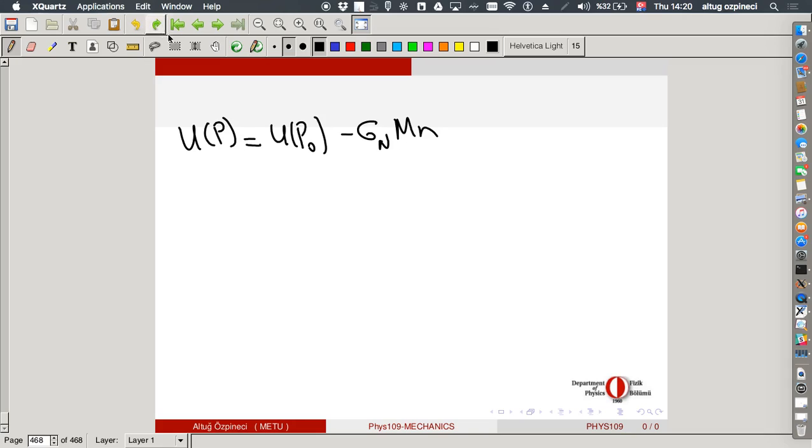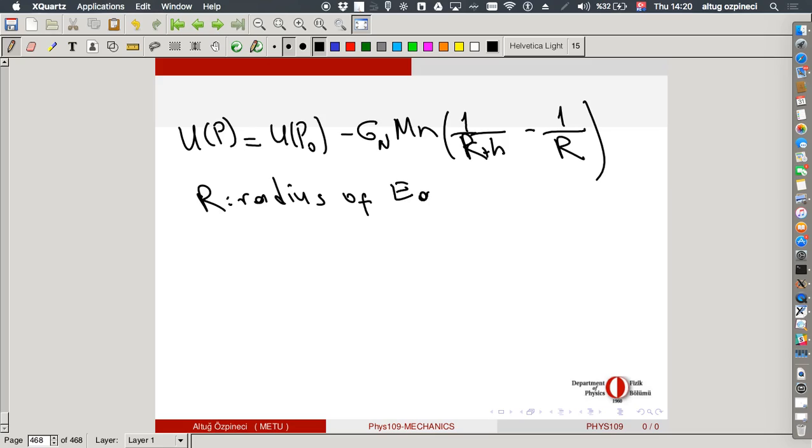On one hand, we know that the gravitational potential energy between, let's say, just assume this is a spherical object, and this one at the height h from the ground is U at P equal to, let's say, U of P0 plus or minus G n m times 1 over R plus h minus 1 over R. R is the radius of Earth.